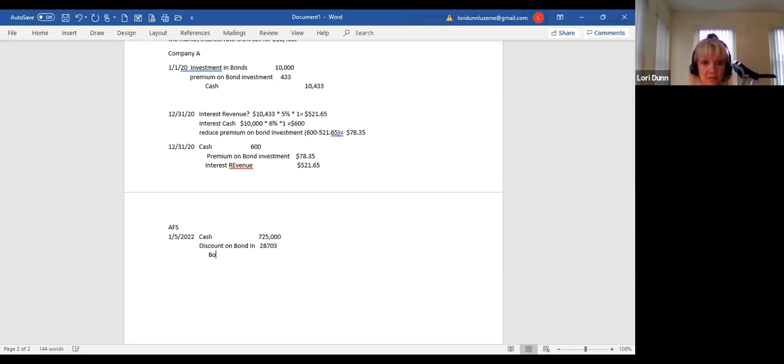Investment in bonds will be credited for $700,000. Now my debits and credits are going to be a little squirrely here. I'm going to debit my unrealized gain, OCI, for its current balance, which is the same balance at the end of December, which would have been $43,646.